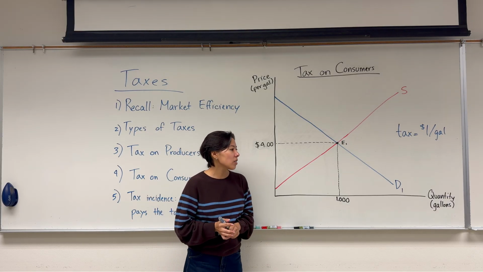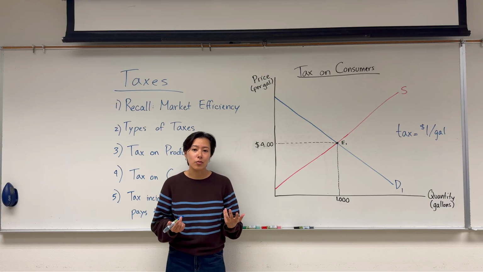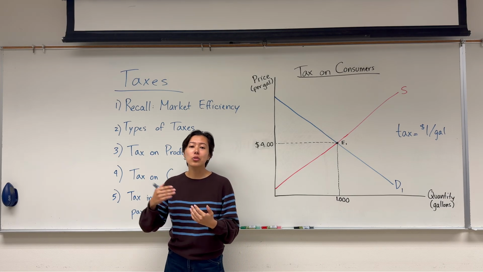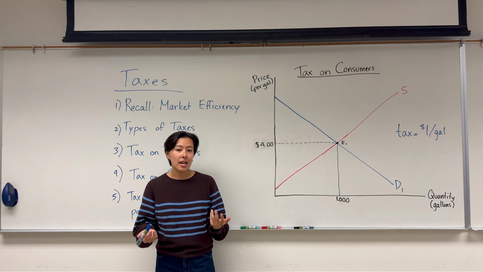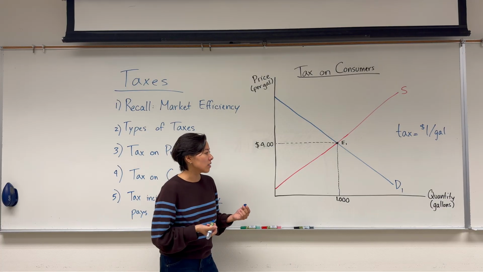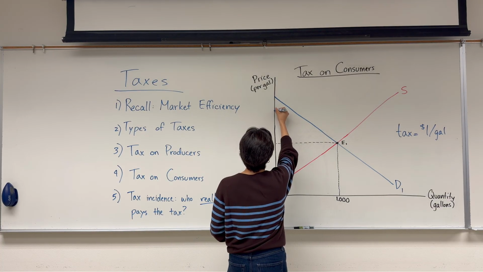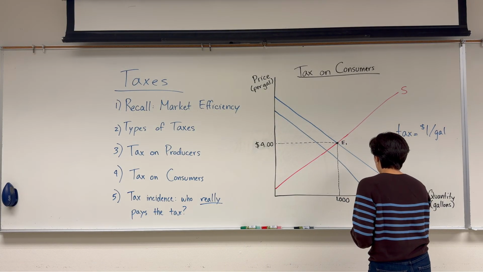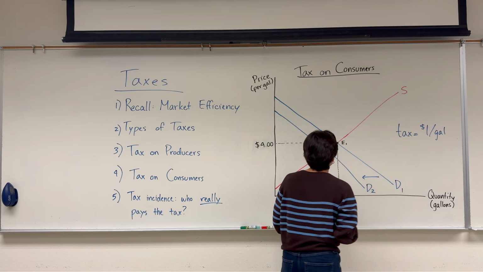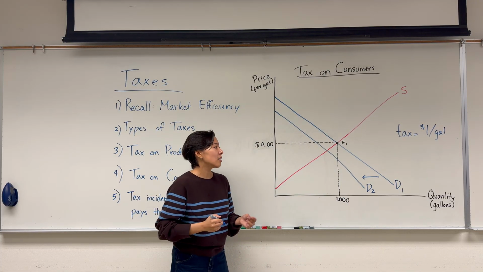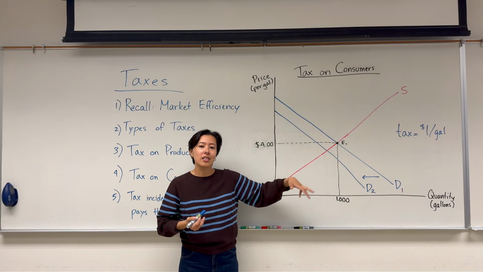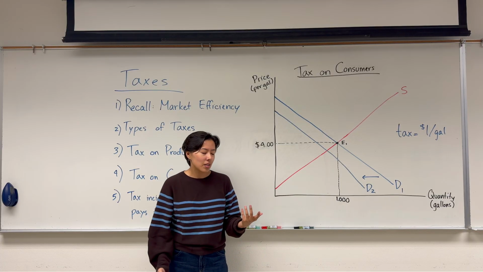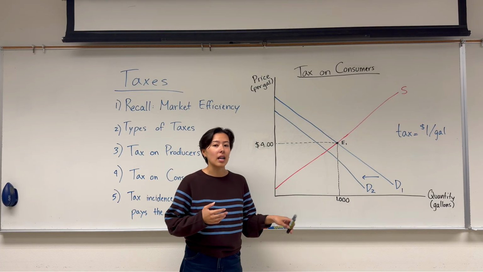So as a consumer, this is making gasoline more expensive, right? Instead of just paying the price that you paid before, now you have to pay an extra dollar on top of that in terms of taxes. So what this is going to do is it's going to make gasoline more expensive for our buyers at every single price, and it's going to shift our demand curve downwards or to the left. And the reason for this is because if I now have to pay $1 per gallon in taxes, I am not going to want to buy as much gasoline. This is going to push the equilibrium price for gasoline down.